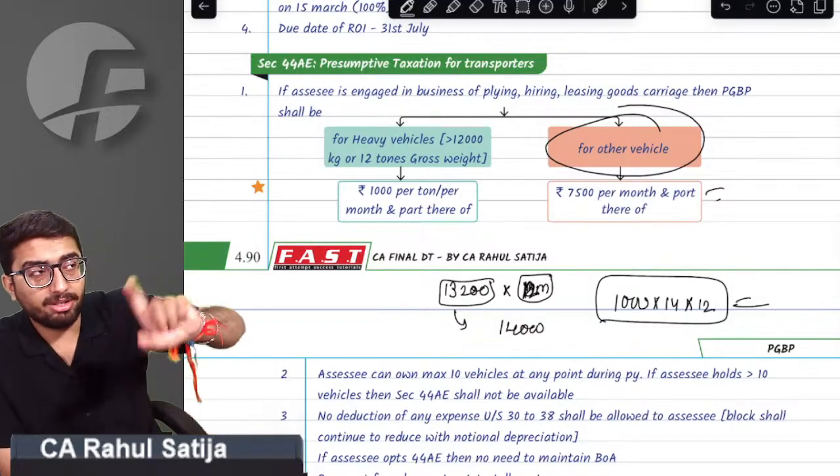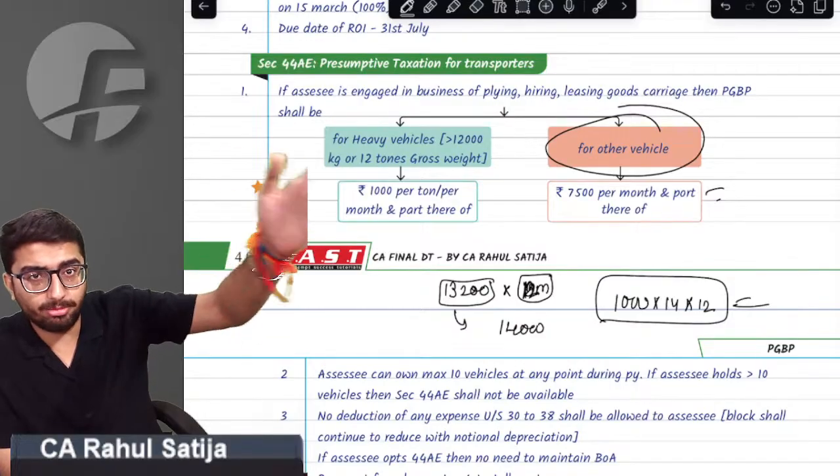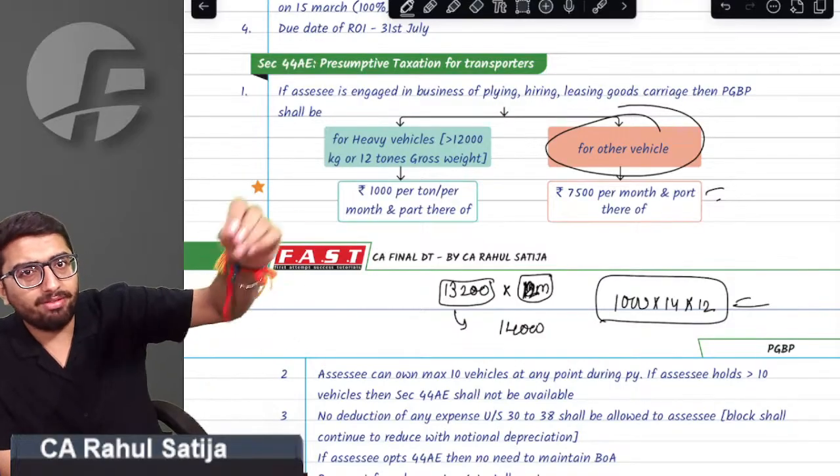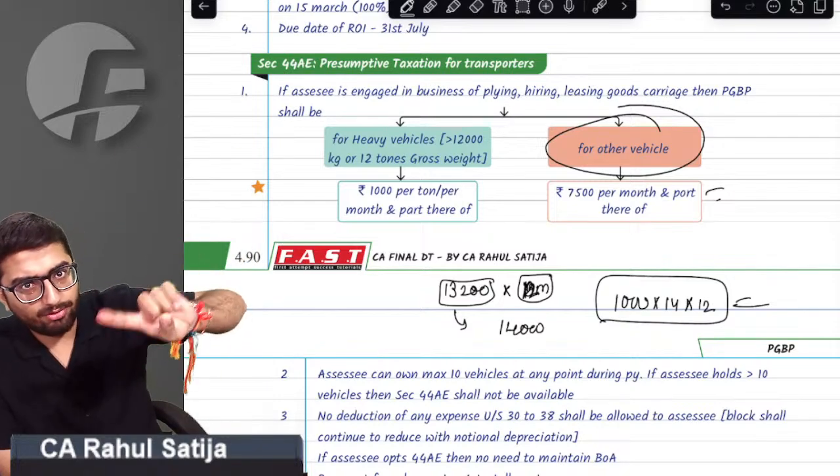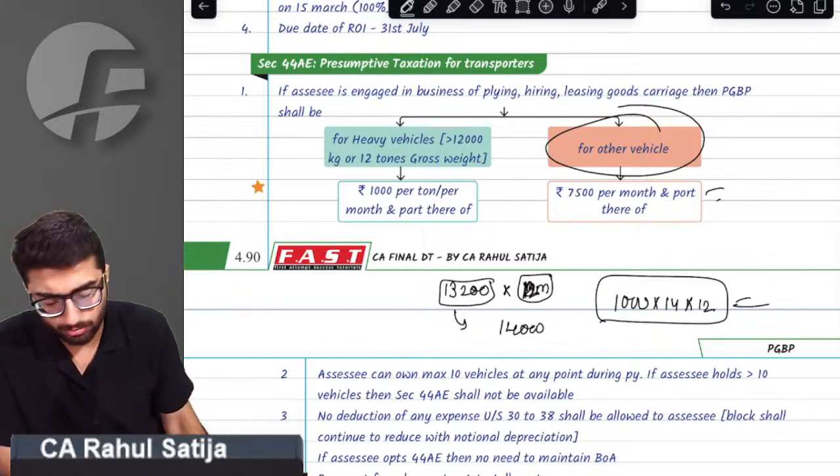Sir, for example, if a truck has been hired for less than 1 month, for example, it has been hired for just 4 or 5 days in a month, we have to assume that it has been hired on the first day only. So in that case, we have to offer income for that month also. So we got this point.